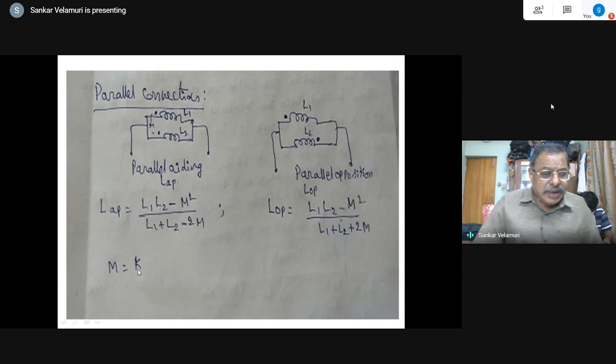I tried to write it here, but it is the same formula. It's not M equal to K; sorry for that. M is equal to K into square root of L1 L2. It was missed while writing. Sorry for that. Otherwise, it is M equal to K into square root of L1 and L2, the same thing as in the case of the inductance.